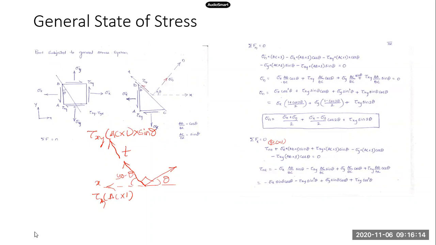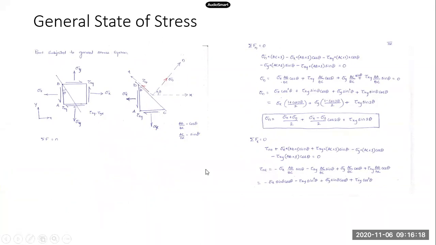Now again, what we have to consider is there is one more force. What is that? Along y direction. So what are the forces here along y direction? We have sigma y here, so let us resolve that sigma y in T direction. The magnitude of force is sigma y into AC into 1 unit.